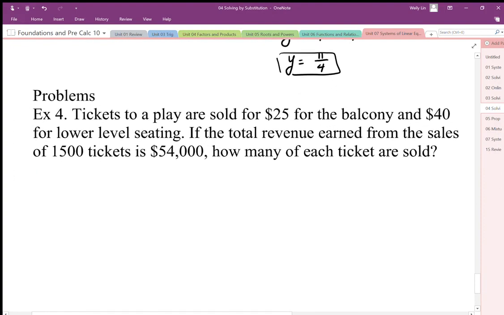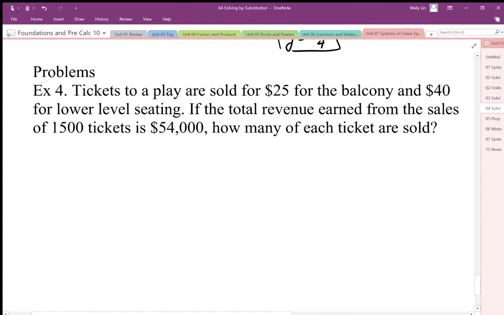So here we have a word problem. We want to figure out what are the variables that we're solving for. That's the very first thing, and we can usually find that in the last sentence. How many of each ticket are sold? So we have balcony tickets for $25 and $40 for lower level seating. Those are going to be our variables.